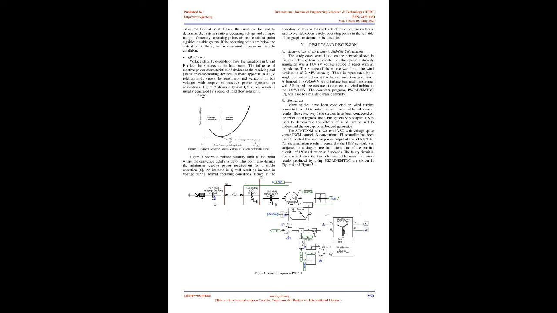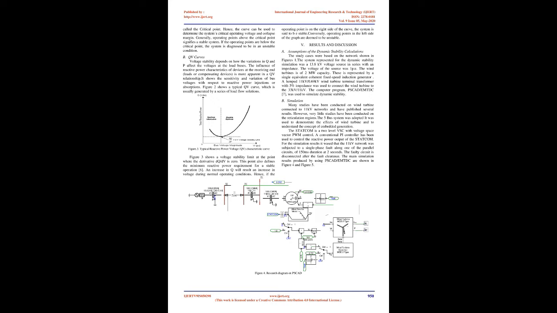It represents the variation in voltage at a particular bus as a function of the total active power supplied to loads or sinking areas. It can be seen that at the knee of the PV curve, the voltage drops rapidly when there is an increase in the load demand. Load flow solutions do not converge beyond this point, which indicates that the system has become unstable. This point is called the critical point. Hence, the curve can be used to determine the system's critical operating voltage and collapse margin.